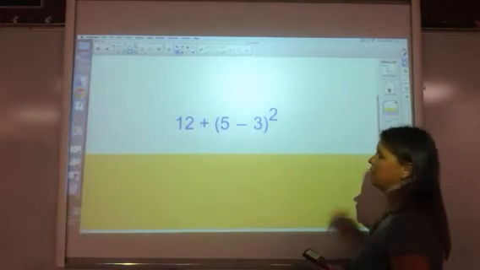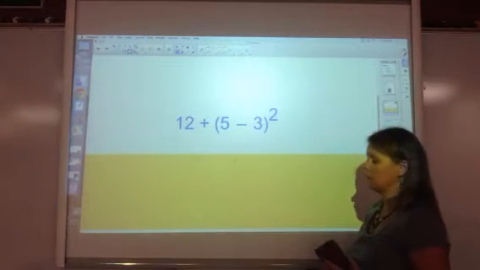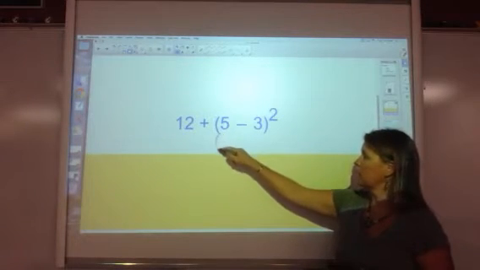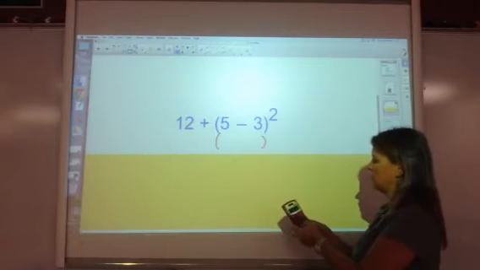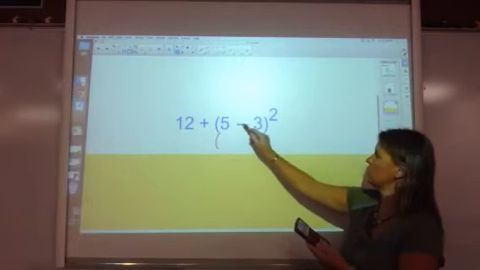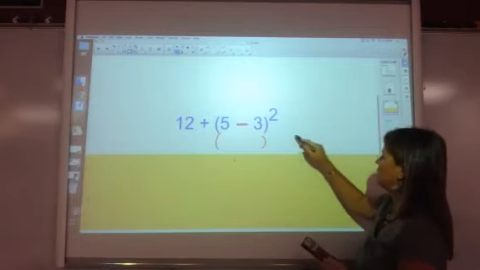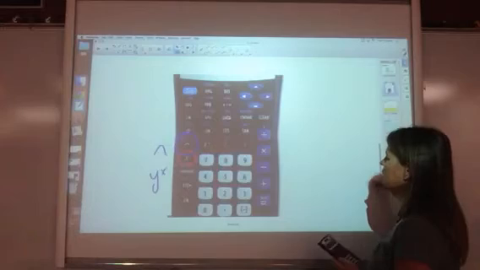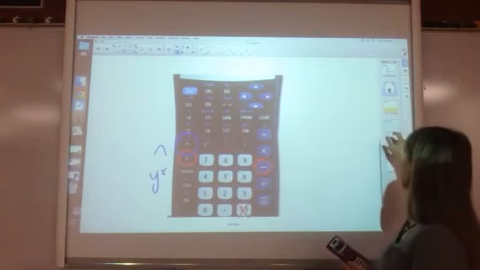Another one, 12 plus parentheses 5 minus 3 squared. As you do this one, you've got to find the parentheses on your calculator. You use a left one and you use a right one. Find it, try it. 12 plus left parenthesis 5 minus 3. Please use the subtraction sign, not the negative sign. And when you hit squared, you should get 16. Let me point this out again. The subtraction sign, not the negative sign. We don't need that just yet.